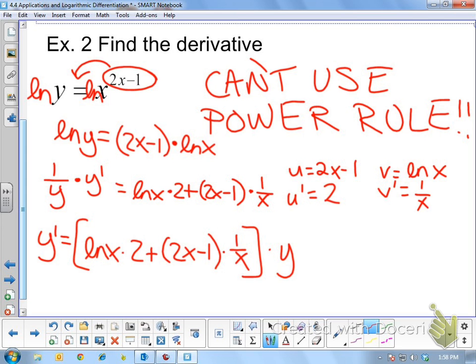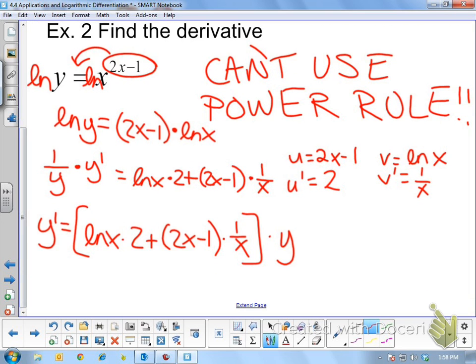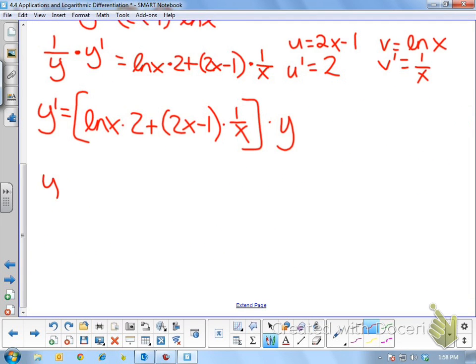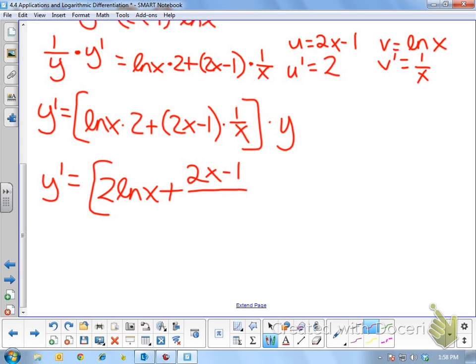But just like when we were taking the second derivative implicitly, if we can get everything in terms of x, we want to. What could I replace y with? x to the 2x minus 1. We originally said y equals x to the 2x minus 1. So I'm going to simplify this just a tiny bit: put the 2 in front of ln, put the 2x minus 1 over the x, times x to the 2x minus 1. Don't simplify any further.